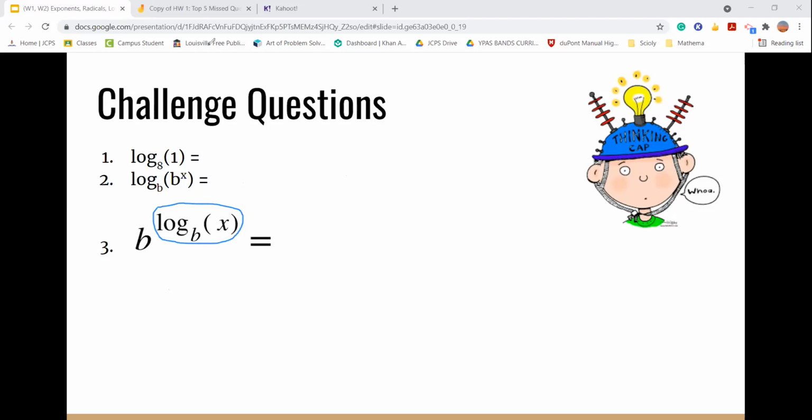And if you don't understand these, we'll explain it. They are more challenging. Wait, so it's b to times log b to the power of x? No, I mean, log b x. So it's b to the power of this entire thing. Oh, that makes sense.